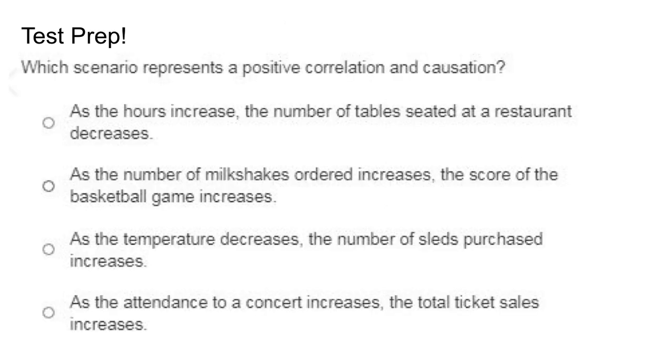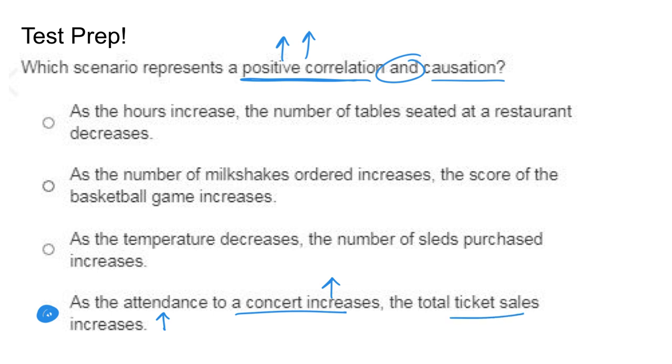For this one, they asked for a positive correlation and causation. So you were looking for the one where one went up, the other went up, and causation occurred. The only one that does that is D. As attendance increases, ticket sales also increase. That's positive correlation. And it's causation because when you go to a concert, you have to buy a ticket. So going to a concert causes you to purchase the ticket.